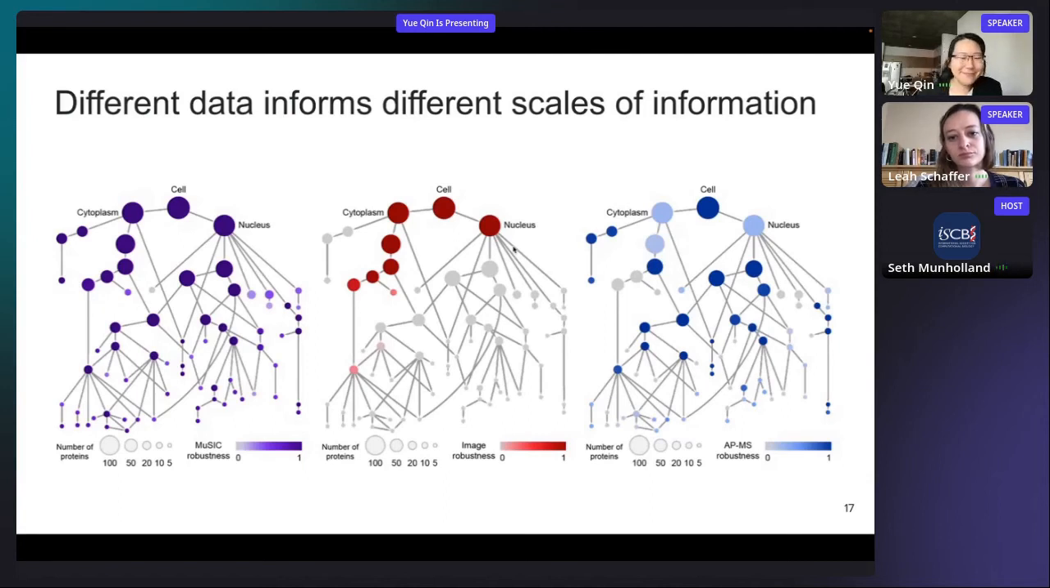All right. That's actually a really good metric. So we have another question here. Does the imaging data usually provide higher level information, for example, known structures, and act as a scaffold for the APMS data?